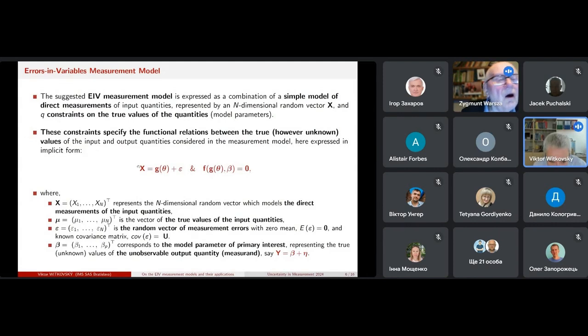So again, in the generalized version, we are measuring indirectly some values which are functionally depending on parameters theta, and those true values could be related in a very complicated way with other parameters.